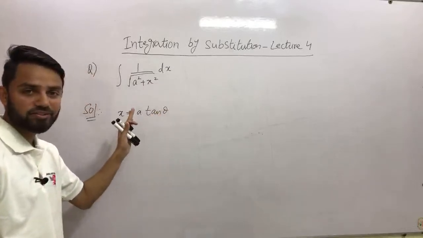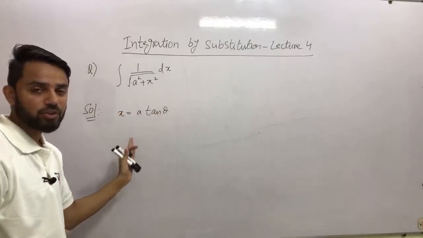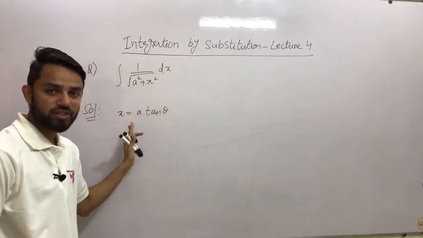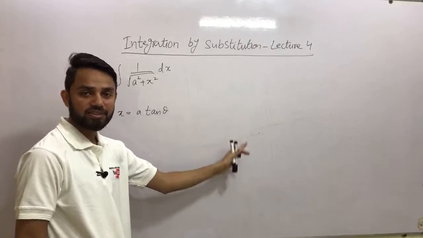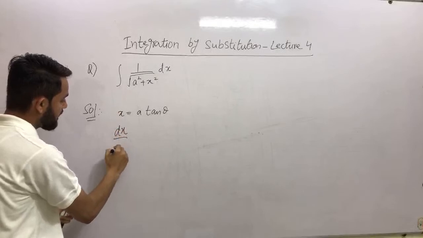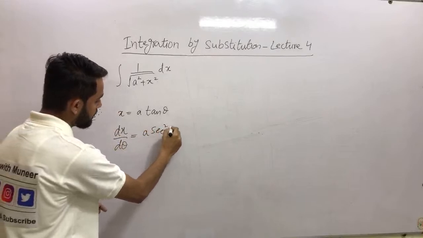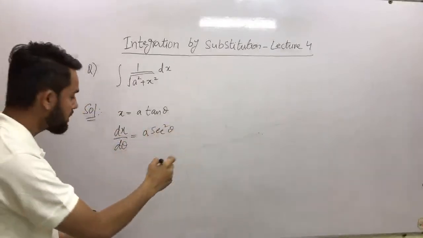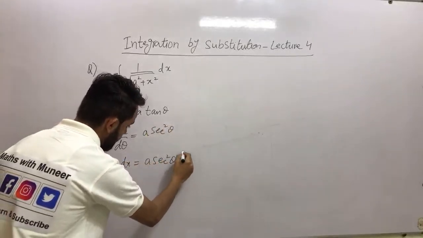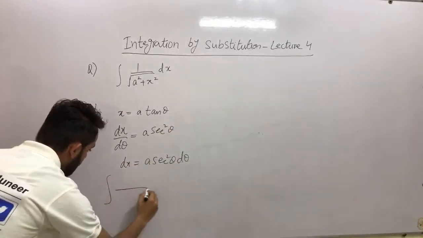Remember, you just need to take the right substitution. If you have started your question with the wrong substitution, do not expect it to lead you to the right answer. A wrong substitution will always lead you to the wrong result. So again take the derivative: dx over d theta equals a, and the derivative of tan is secant square theta. Then d theta moves to the other side and it becomes dx equals a secant square theta d theta, right? So now we can plug in these values.